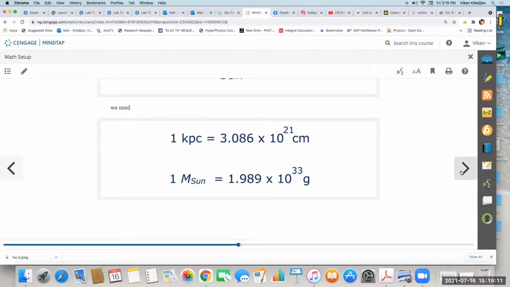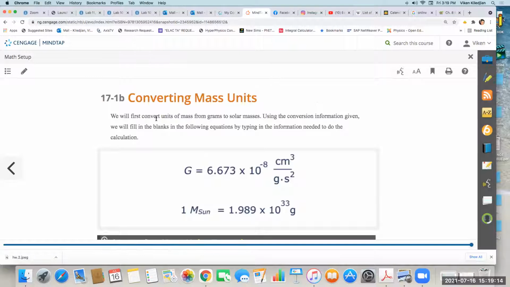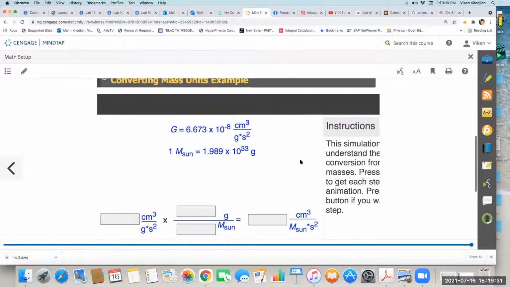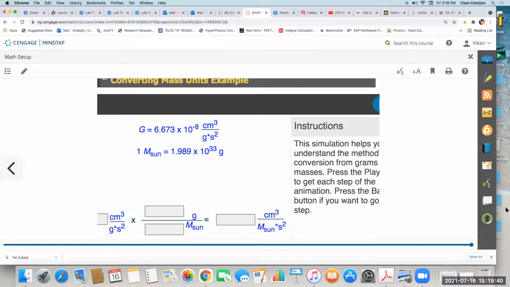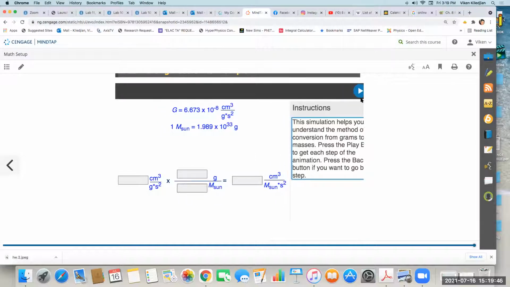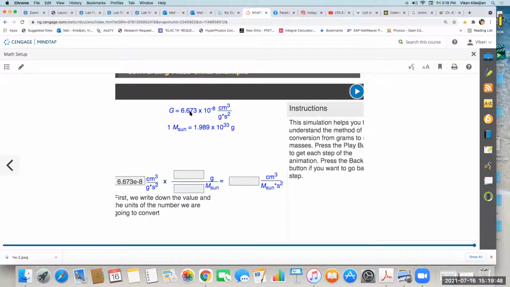Okay. And so we will first convert units of mass from grams to solar masses. Using the conversion information given, we will fill in the blanks in the following equations by typing in the information needed to do the calculation. So converting mass, you've got here G, let's say you wanted to convert this. Let's minimize this a bit. So you're just going to press play here. They're going to put these units of G, the regular units of G.